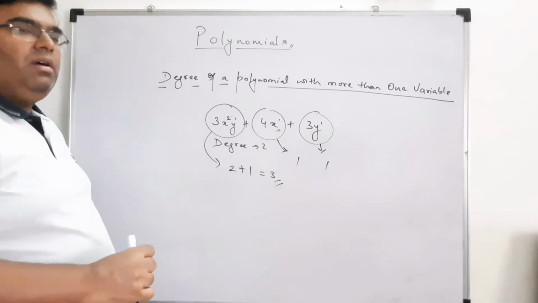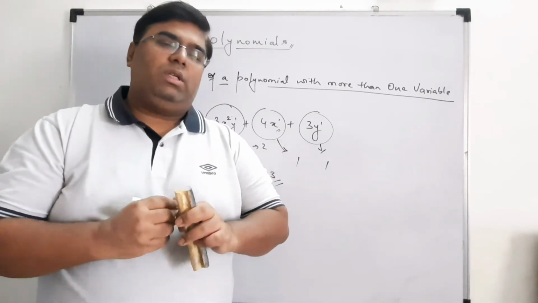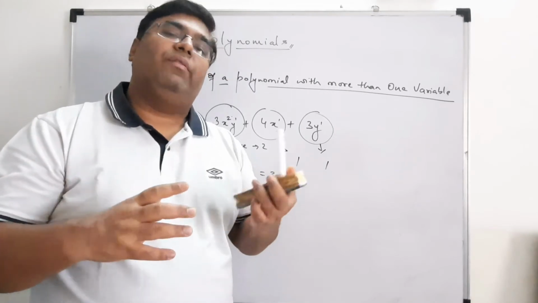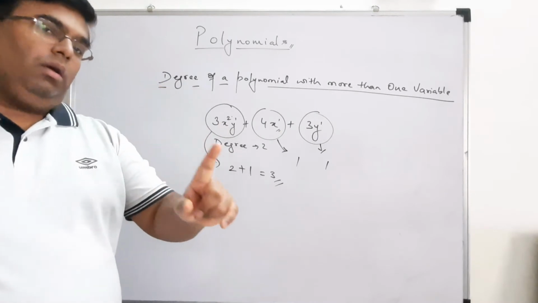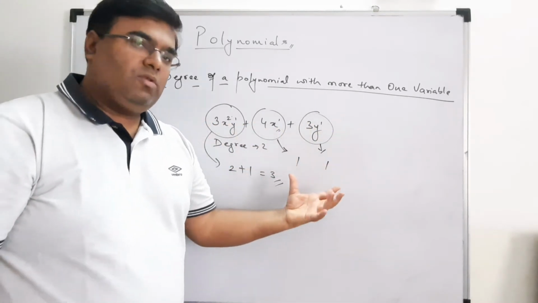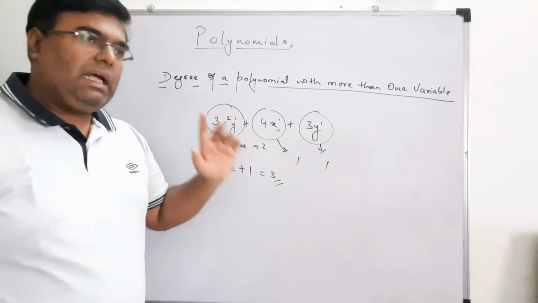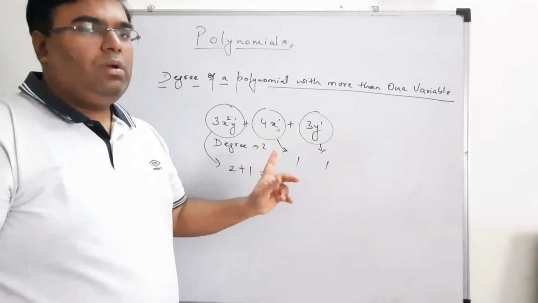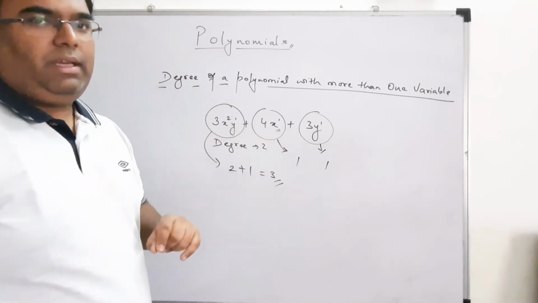So whenever you have more than one variable in a term, what you do? You just add the powers of all the variables, and you need to remember that you do it only for one term, right? Means individually you need to add all the powers of variables and just check what is the highest power. That will be the degree of your polynomial. So for this polynomial, my degree is 3, right?